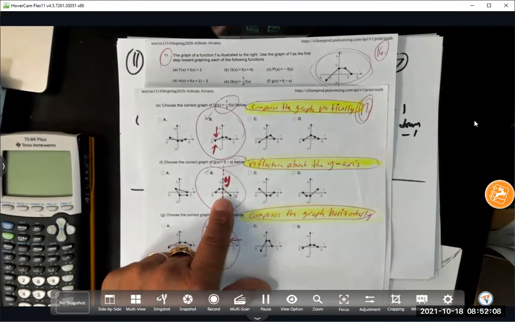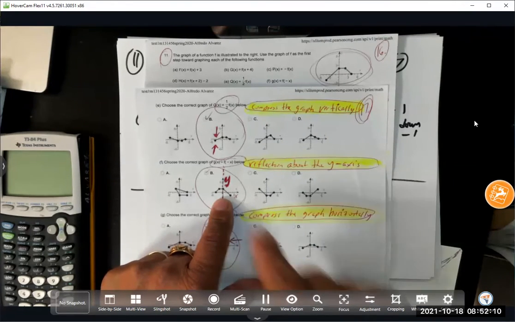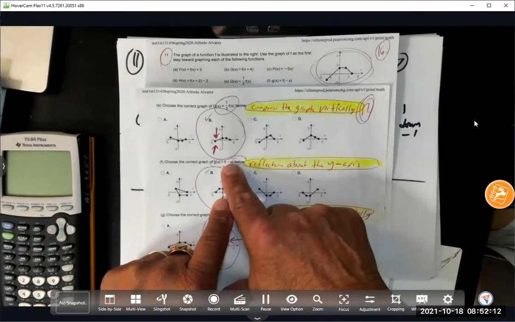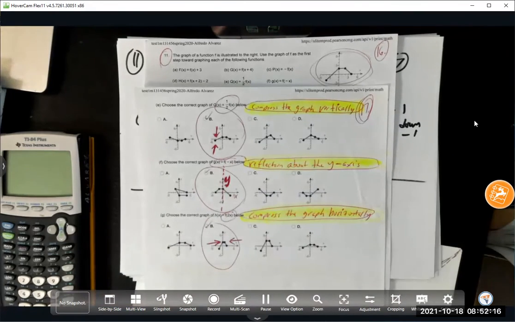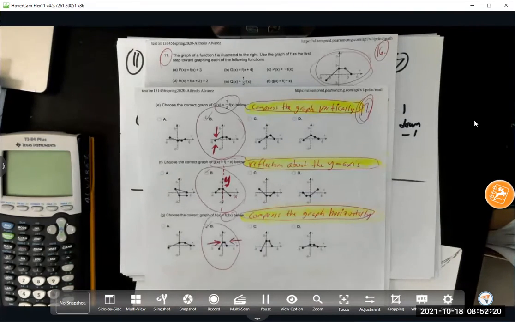So when there's a negative x in there for the x, that's what it's going to do. It's going to turn it around like this. That's all you've got to remember. It's like a formula. You just got to memorize it.